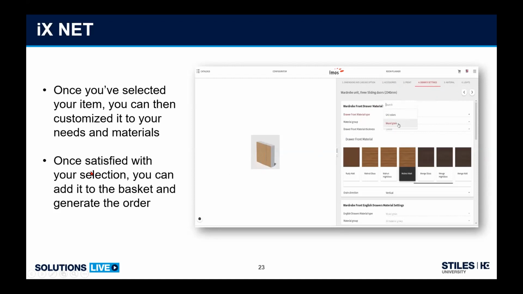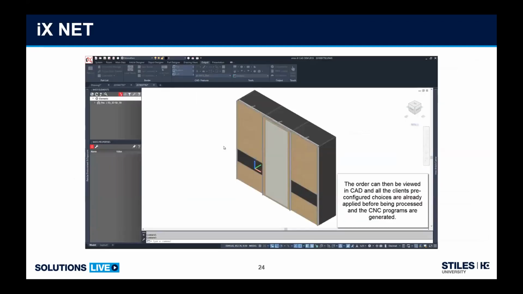Once you're satisfied with your selection, you can then add it to the basket, and you can either order individual articles, or you can even generate your room plan here in iXnet and attach all the cabinets until you are satisfied with your layout. And once you bring all those cabinets into your basket, basically just generate the order, and that order then goes down to the furniture manufacturer.